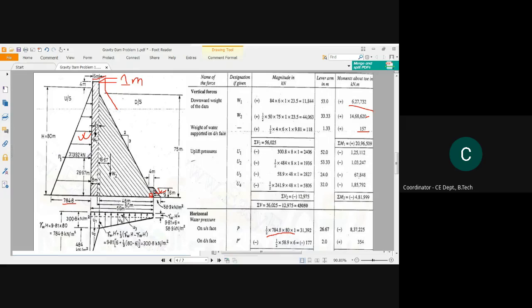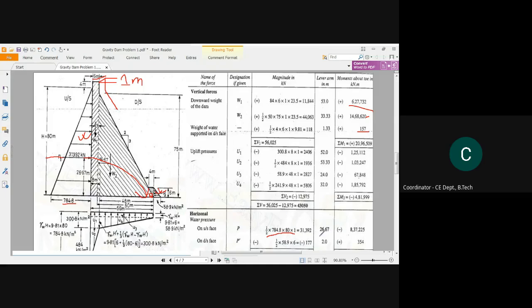So now what will be the lever arm? That force will act at this point. How can you calculate that point? The centroidal distance of this triangular profile will always be 1/3 of the total height. So 1/3 into 80, if you calculate it, you will get 26.67. That length into that force will create a moment at the toe.